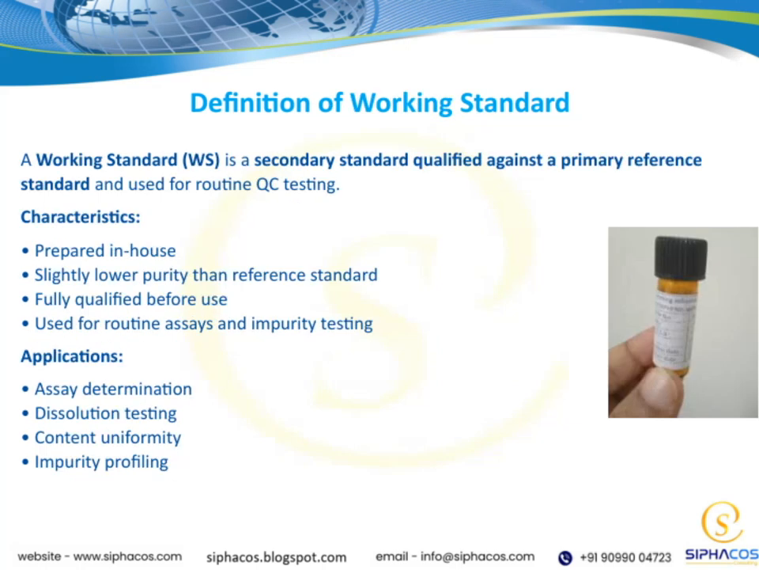Let's take a closer look at what a working standard, or WS, actually is. A WS is a secondary standard that has been qualified against a primary reference standard. Essentially, it acts as a reliable, consistent benchmark for routine quality control testing. Now, some key characteristics of a WS include that it is prepared in-house, which gives us control over its quality.